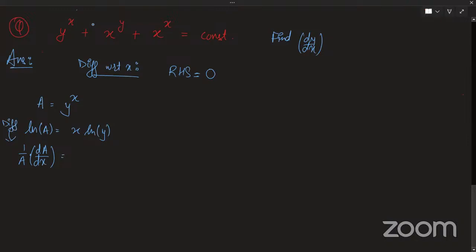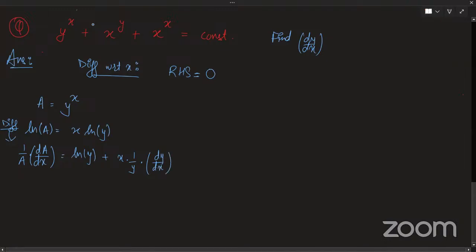ln of y plus x into, now you need to differentiate ln of y. How will you differentiate ln of y? One by y. So it is x into 1 by y into dy by dx.